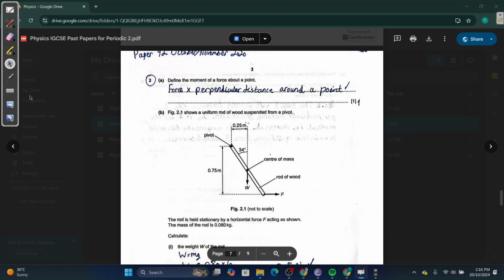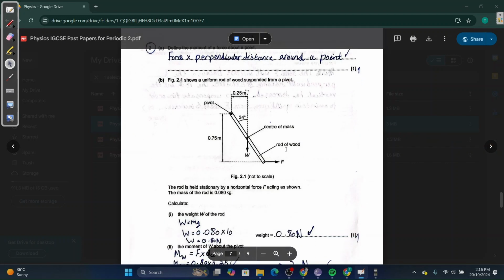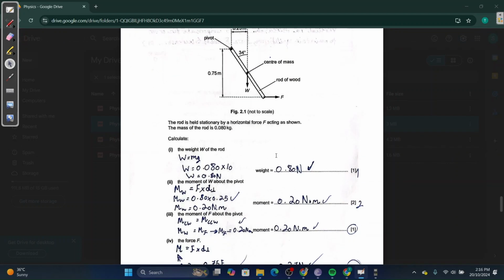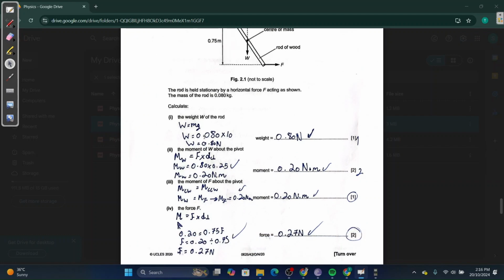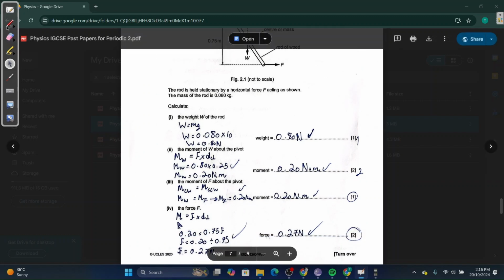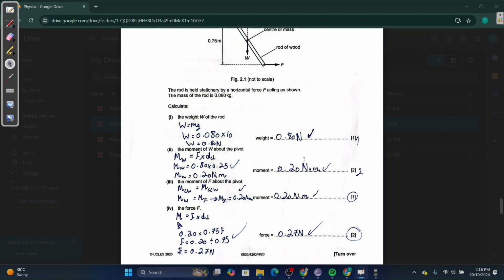Okay. Part B, figure 2.1 shows a uniform rod of wood suspended from a pivot. Calculate the weight W of the rod. For this one, W equals mg. The mass is 0.08 kilograms. So 0.08 times 10, which is 0.8 newtons. Okay. The moment of W about the pivot.